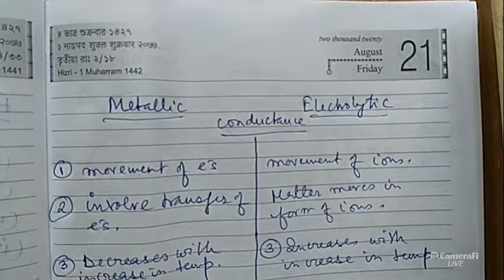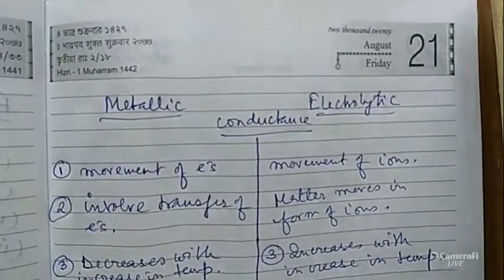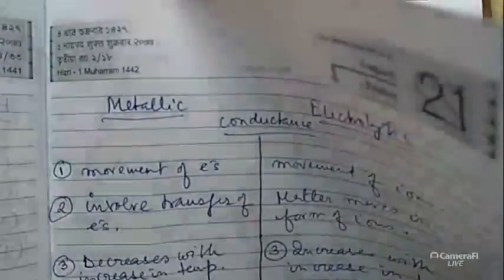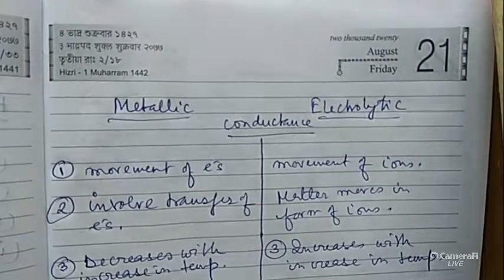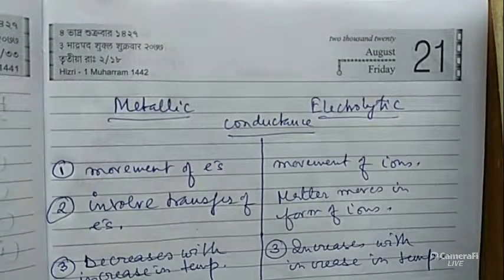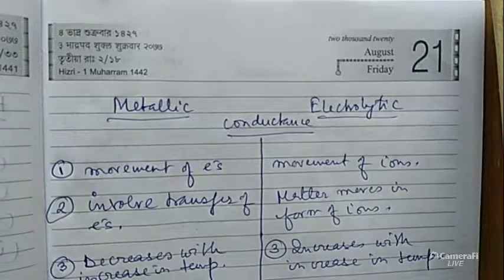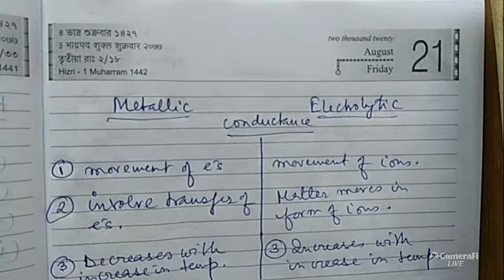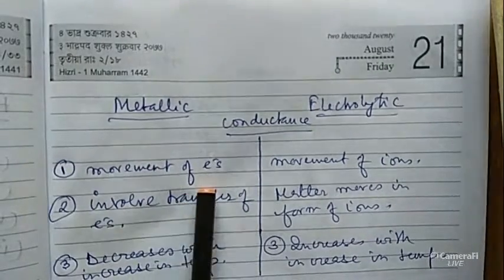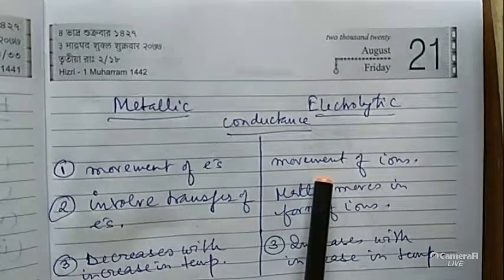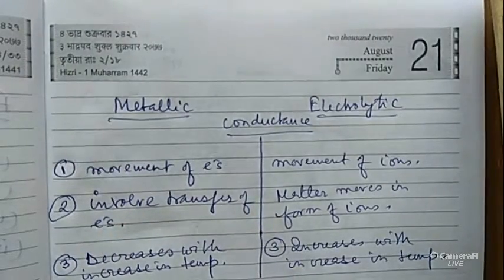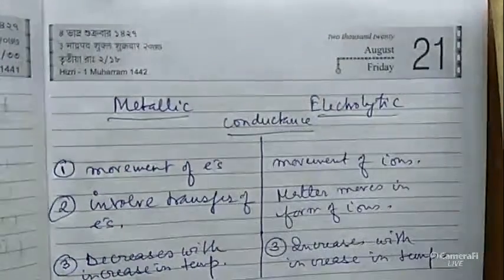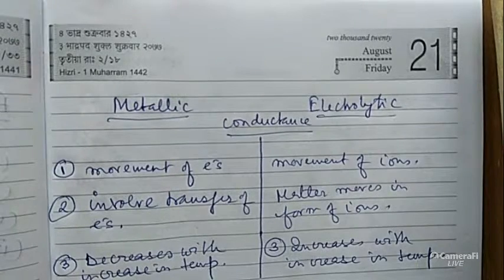So have you understood this one? The basic difference between metallic conductance and that of electrolytic conductance. Okay. So I'm just summarizing it once again. The basic difference is that metallic conductance involves movement of electrons. Here it involves movement of ions. In case of metallic conductance, it involves the transfer of electrons. Here it involves that matter moves in the form of ions.